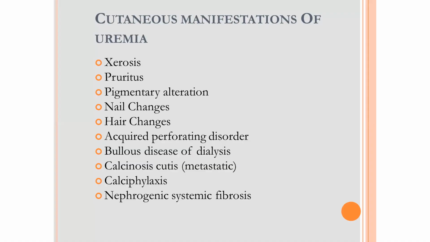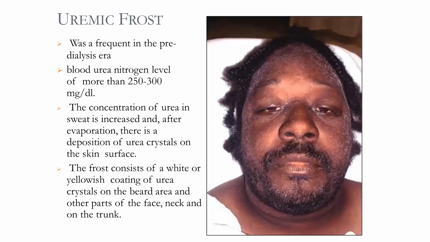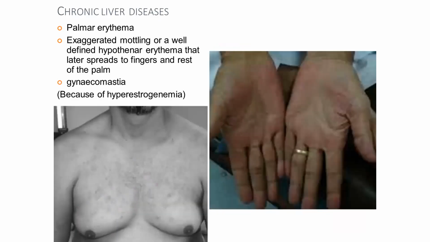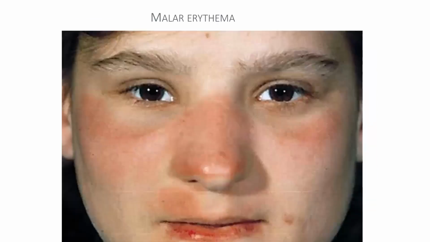Then cutaneous manifestations of uremia, cirrhosis, pruritus, pigmentary changes, bullous disease, or dialysis. Uremic frost was more common in the pre-dialysis era, and the sweat evaporated and left the extra urea on the face because of dysfunctioning of the kidneys. Then Lindsay's nails or half and half nails. Chronic liver disease showing palmar erythema, exaggerated mottling, gynecomastia. Malar erythema of systemic lupus erythematosus, also called butterfly rash, more common in young females.